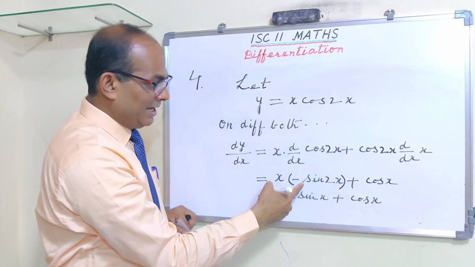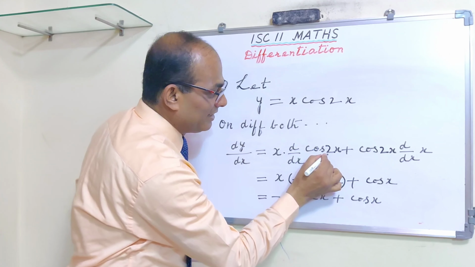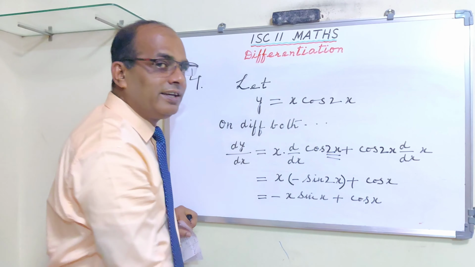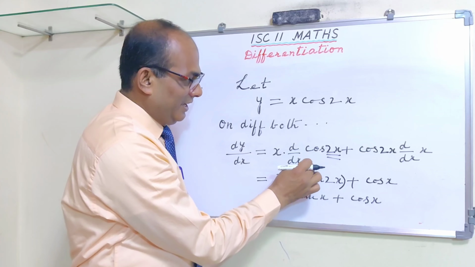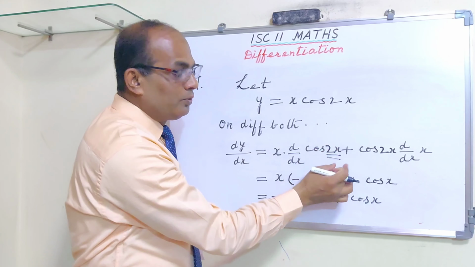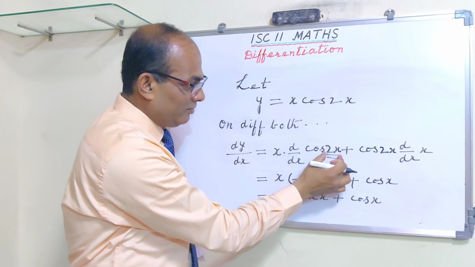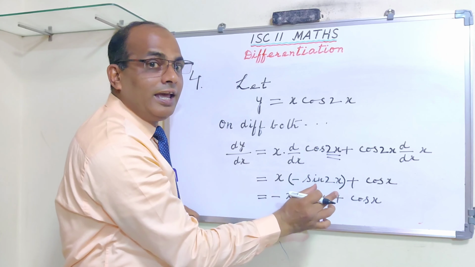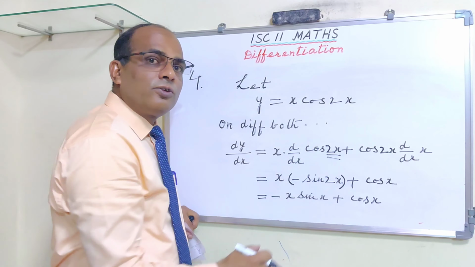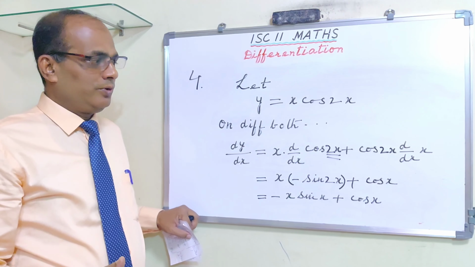d/dx of cos x is minus sin x. This 2x we are treating as x, as theta. So d/dx of cos x is minus sin x. In place of x we have 2x. But because this is not x, this is 2x, we once again differentiate 2x.